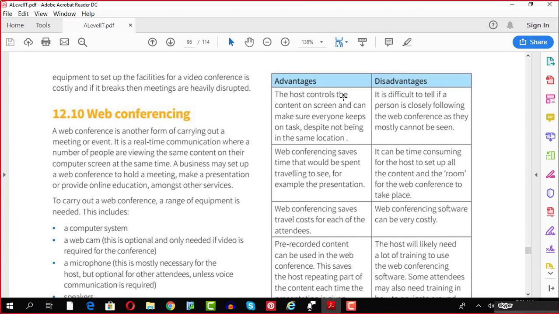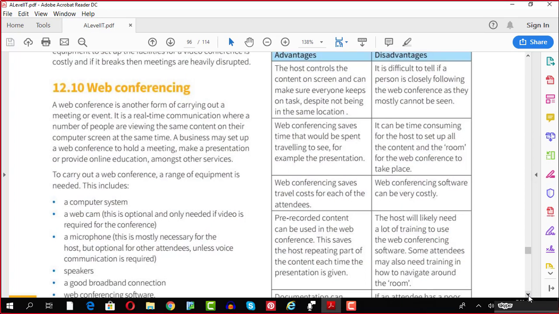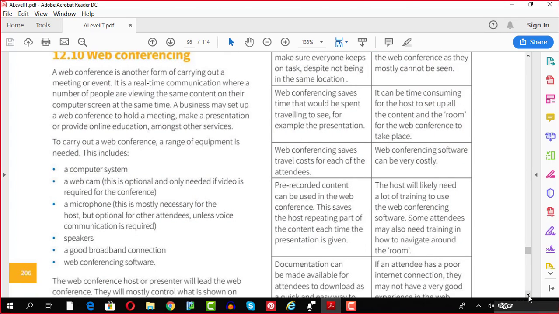Okay, advantages: the host controls the content on the screen and can make sure everyone keeps on task. Okay, it is difficult to tell if a person is closely following the web conferencing, as they mostly cannot be seen. Like I told you, it's not important that video is always there, since it's only audio. In case of audio, how would you know someone is even listening to you or not, right? For example, right now, obviously you're listening, but just saying it.